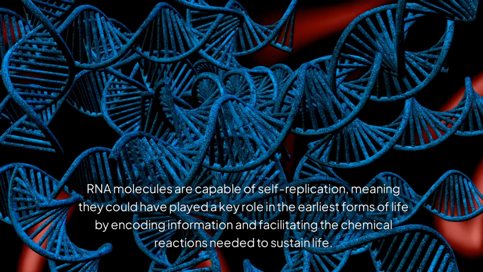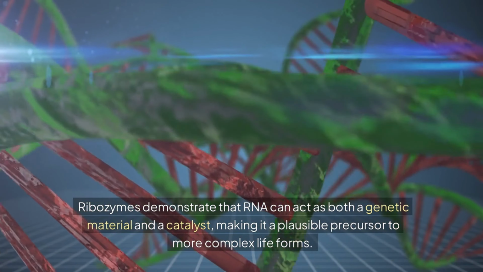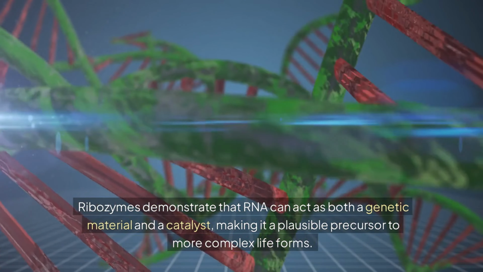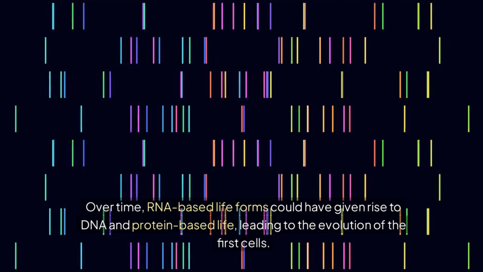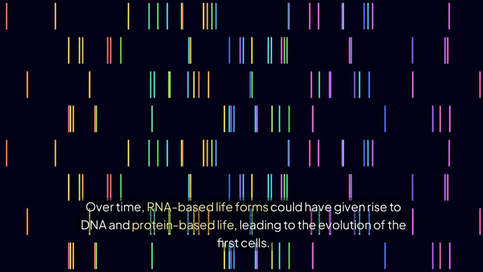The discovery of ribozymes, RNA molecules with enzymatic activity, in the 1980s provided strong evidence for this hypothesis. Ribozymes demonstrate that RNA can act as both a genetic material and a catalyst, making it a plausible precursor to more complex life forms. Over time, RNA-based life forms could have given rise to DNA and protein-based life, leading to the evolution of the first cells.